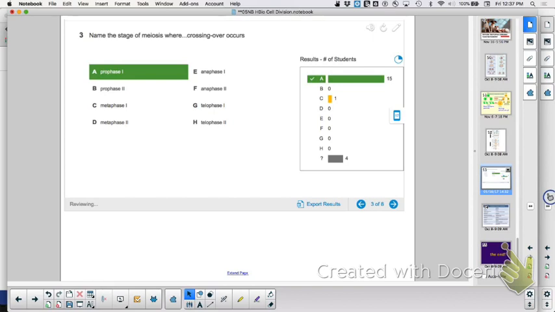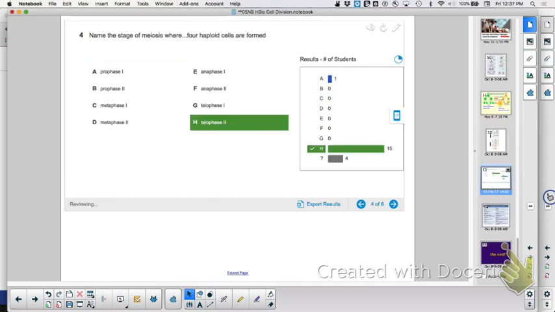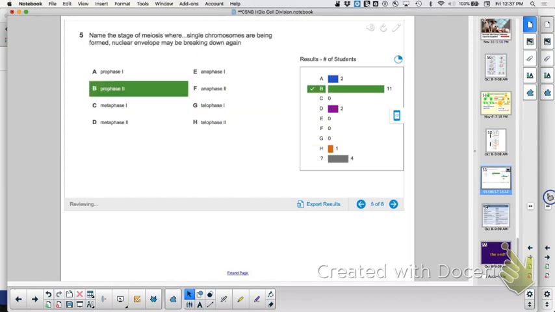Number 3, crossing over. Where does that occur? Prophase 1. 4 haploid cells at the end of telophase 2. Somebody said prophase 1. 1 cell then. Okay. 5. Single chromosomes are being formed. Nuclear envelope may be breaking down again. Okay. When did nuclear envelope, nucleolus? If we're doing it again, it's got to be prophase 2. If it was the first time, it'd be prophase 1.